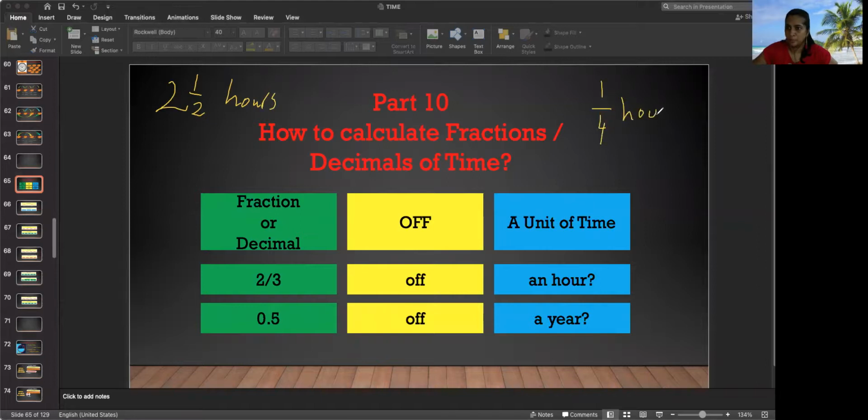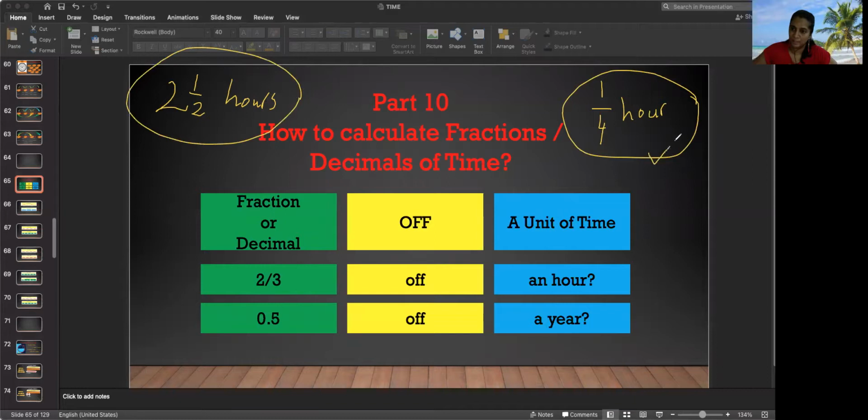If you look at this question, this is dealing very much with fractions of time. This is in fact a proper fraction. This is a mixed number. So today's session, today's part 10, I would cover more of proper fractions and decimals. For example, what is 0.2 hours? Tell me in minutes.